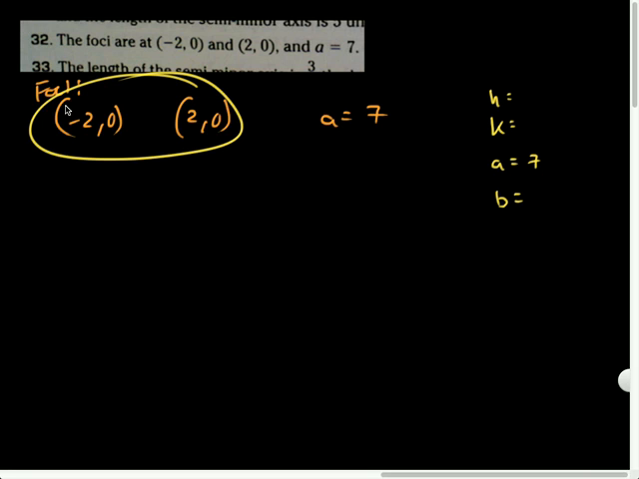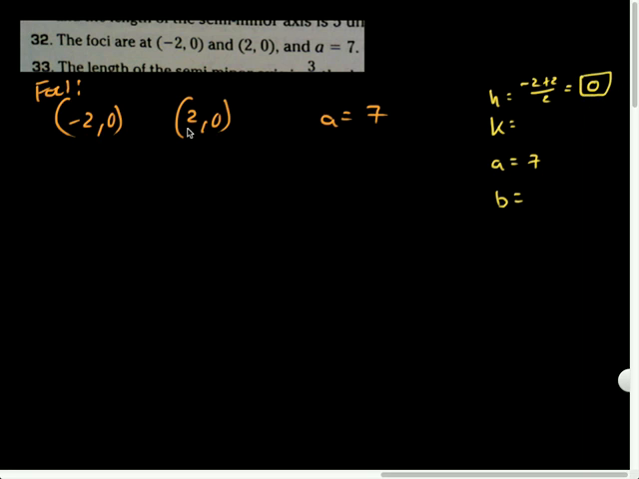So the center must be the midpoint between the two foci. In fact, the center is also the midpoint between the endpoints of the major axis, as well as the endpoints of the minor axis. So I could just use the midpoint formula, but it's probably just as easy to read that right from there. H is the average of -2 and 2, which is 0, right? And K is the average of 0 and 0, which is 0.